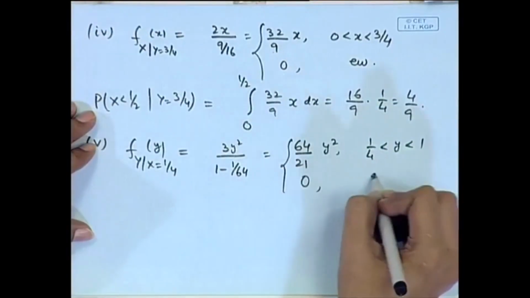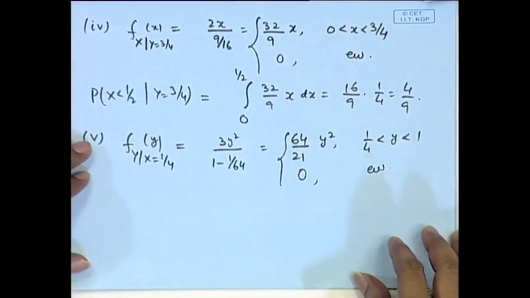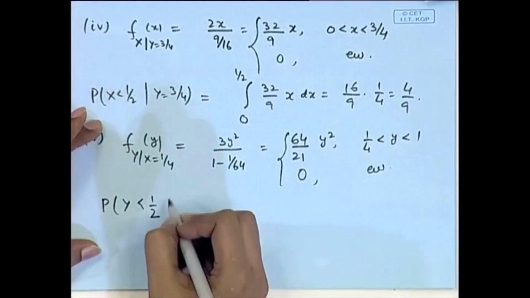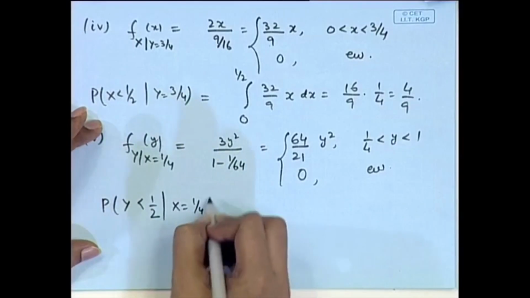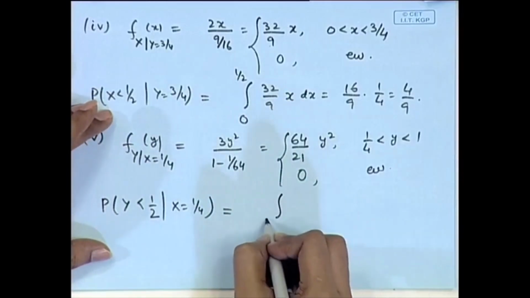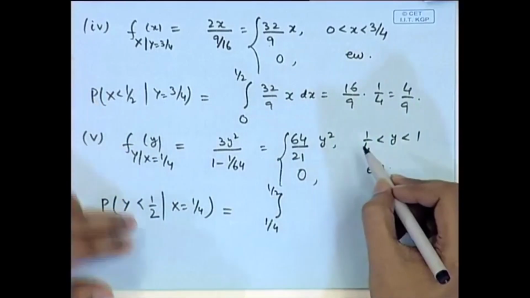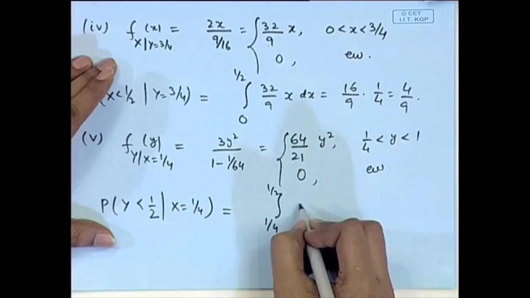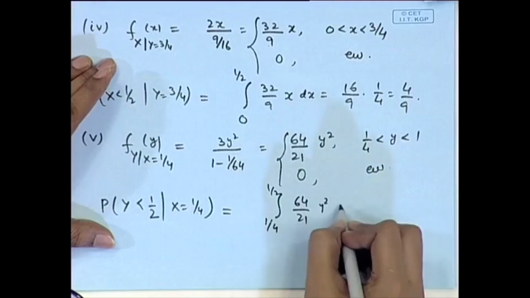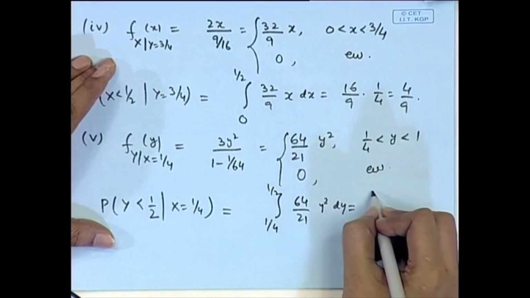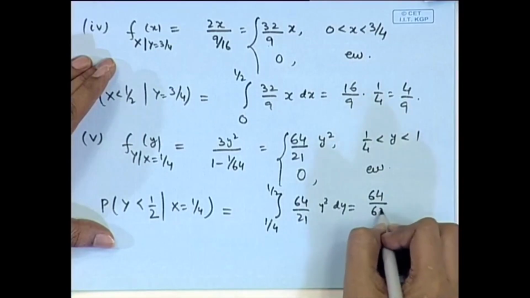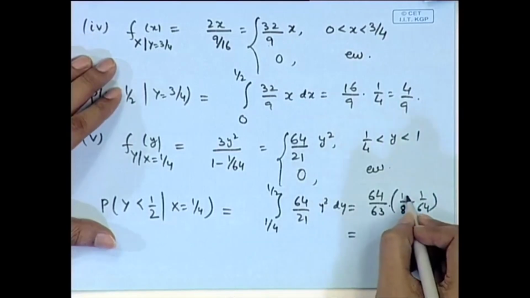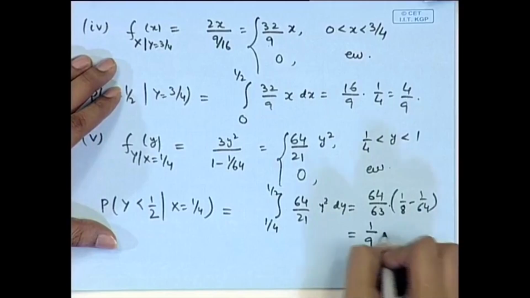And 0 elsewhere. So, if we are looking at the probability of y < 1/2 given x = 1/4, then this will be the integral from 1/4 to 1/2, because the range of y is from 1/4 to 1. So, it cannot be from 0 to 1/2. So, this is the integral of 64/21 y² dy, which is equal to 1/8 minus 1/64, that is equal to 1/9.